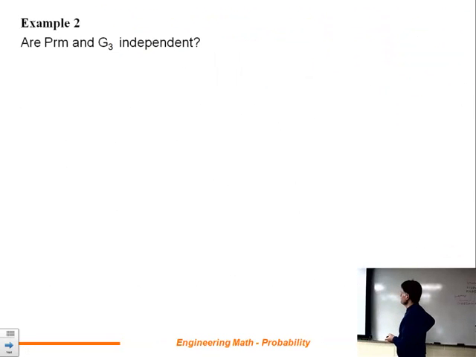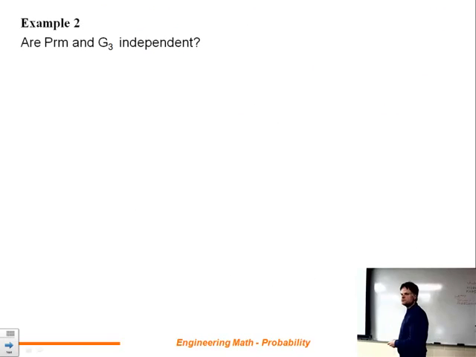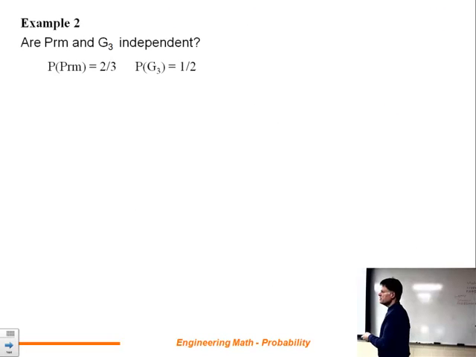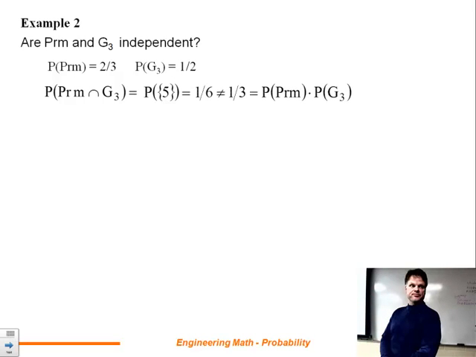How about these? Are perm and G3 independent? Okay. So perm was 2/3. G3 was 1/2. Let's use the first rule for independence and take the intersection. What's the intersection here? It's just 5, which is 1/6. But if you take the product of these two, you get 1/2 times 2/3. That's 1/3. That's not equal to 1/6, which is the probability of the intersection. So here, the product of the probabilities is not equal to the probability of the intersection. So these events are dependent. They are not independent.